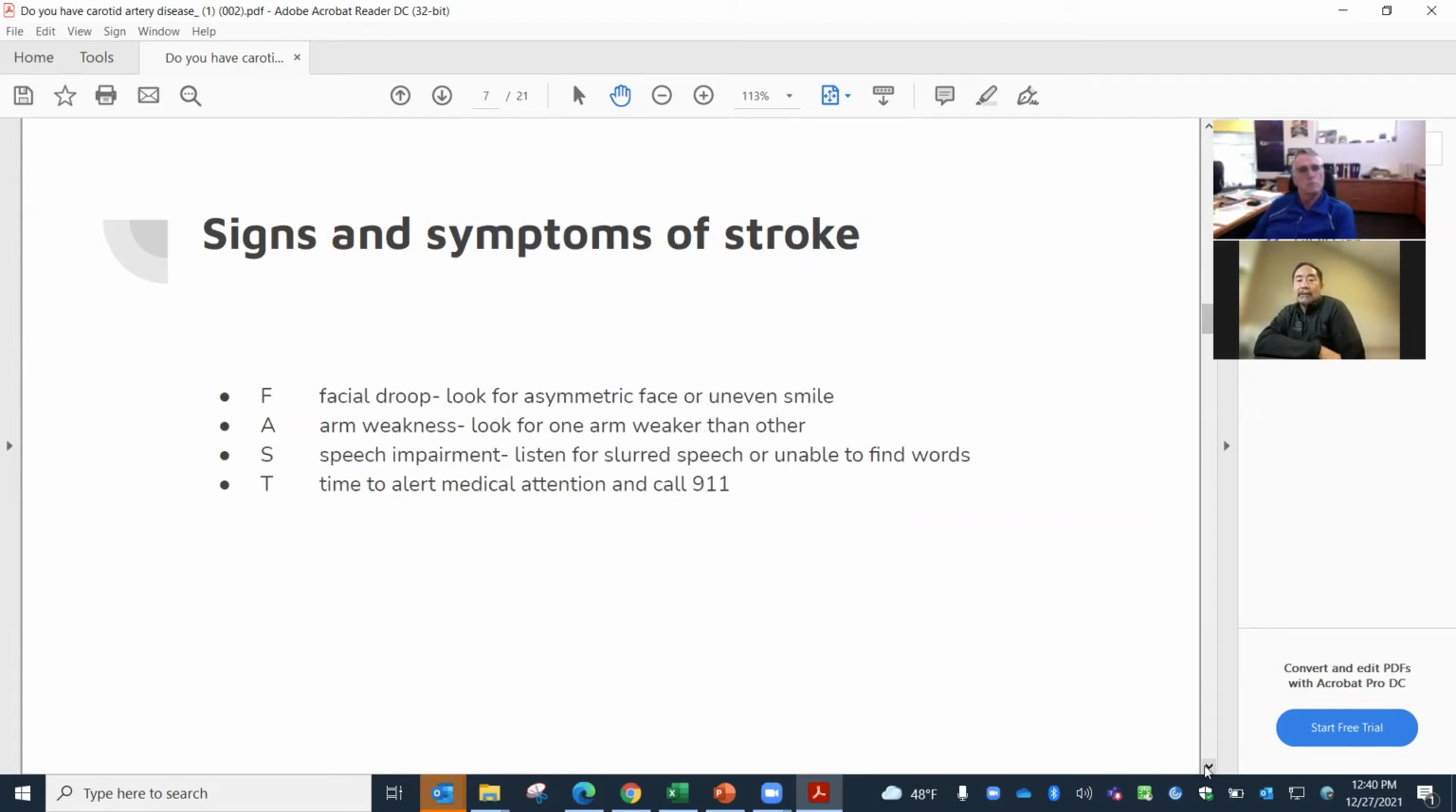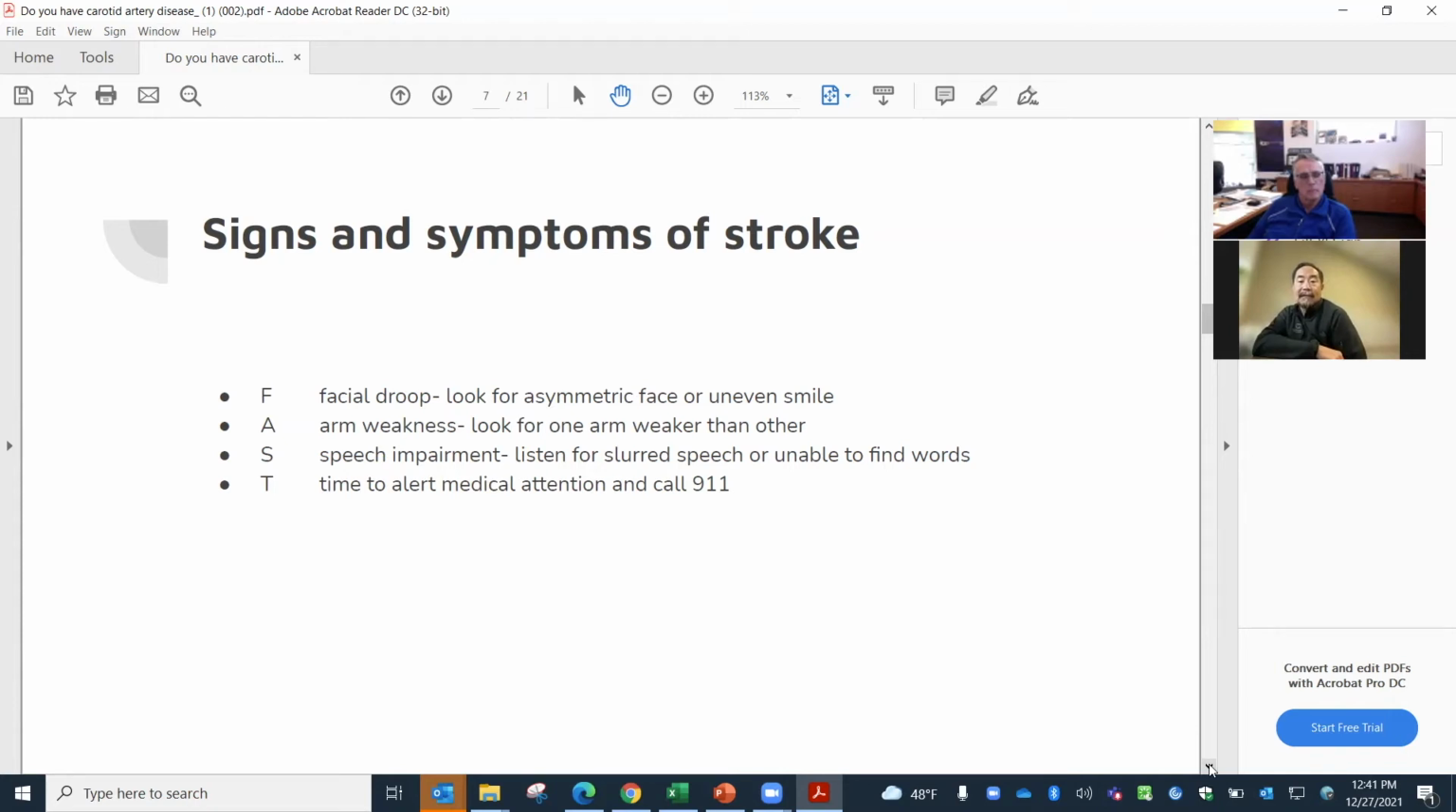So we talked about who's at risk and how we diagnose. Now let's talk about stroke. How would you know if you've had a stroke? We use the acronym FAST. F is facial droop, in which there's asymmetry to your face, or an uneven smile, in which one side of your face droops, and when you smile, that side of your face doesn't move. The A means arm, and that can mean arm paralysis, arm weakness, arm or hand clumsiness, on one side or the other.